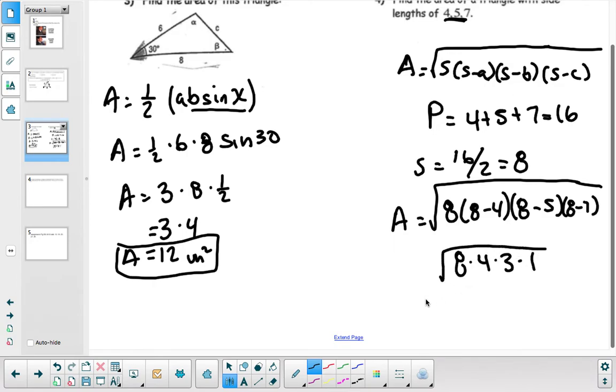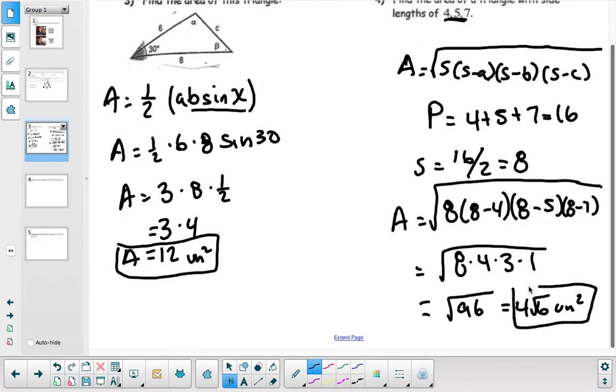Square root of that. This is 96, so square root of 96. And if you simplify this number, it should be 4 root 6. 16 times 6 is 96. So 4 root 6 in square units.